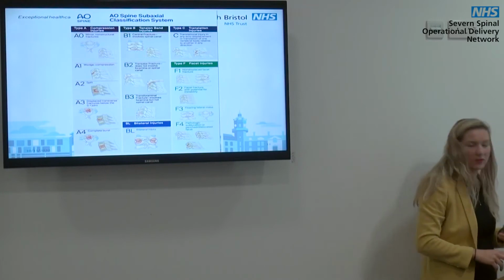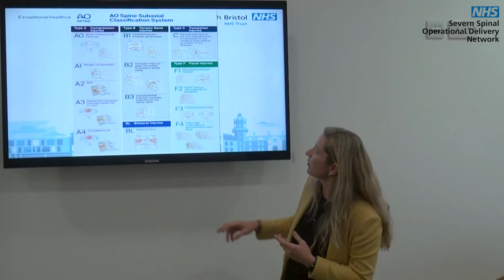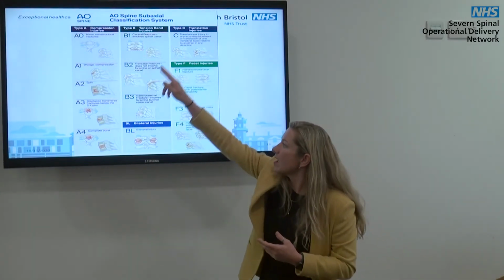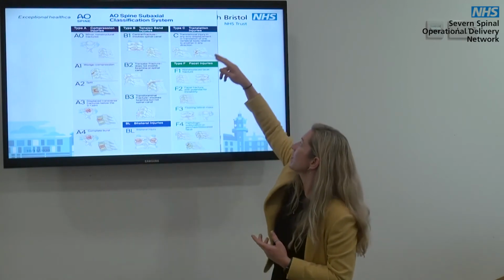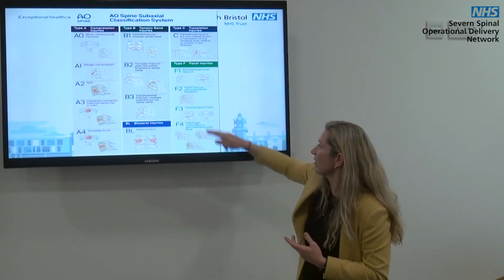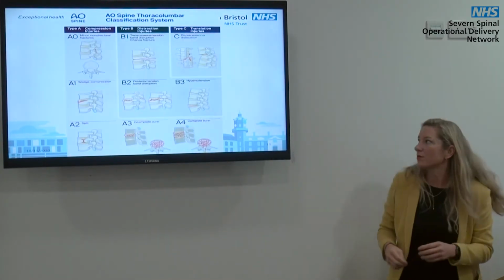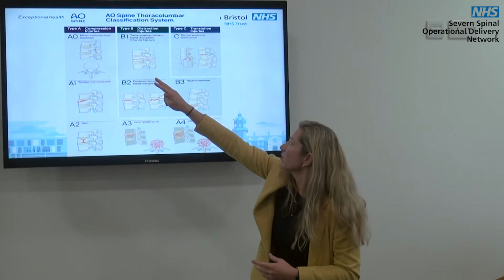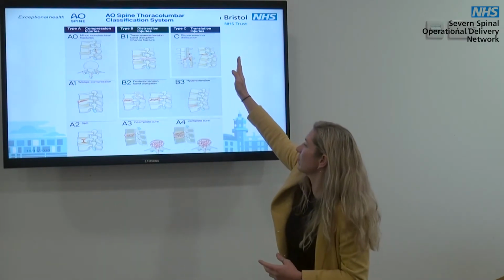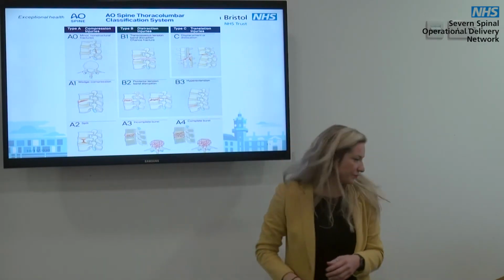You've got the same system lower down the neck. Essentially A's are the least severe, going up to C's being more severe, and the further you come across, the more severe the injury. It's exactly the same for the thoracolumbar spine. By far you get worse injuries as you come across up to C's.